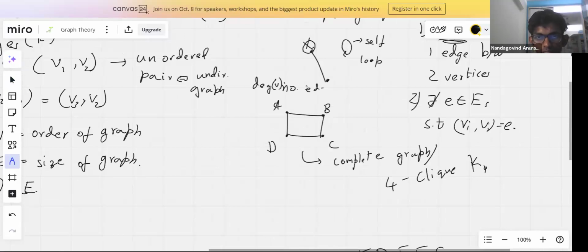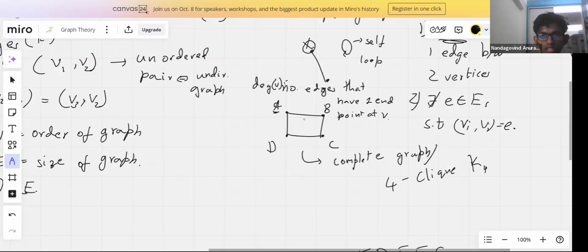So the degree of V is the number of edges that have one endpoint at V. Okay, so this is what the degree of a vertex V is.